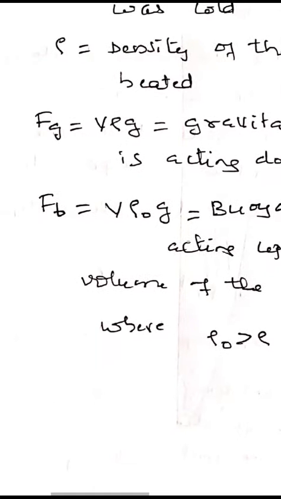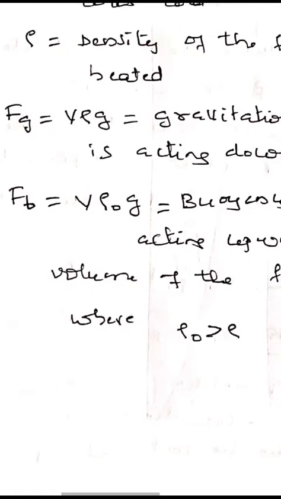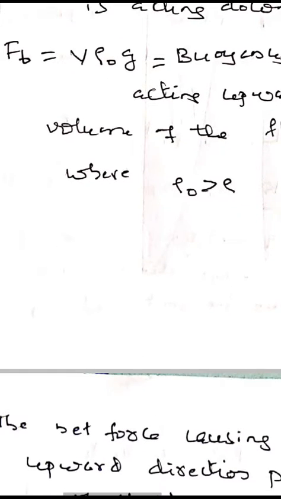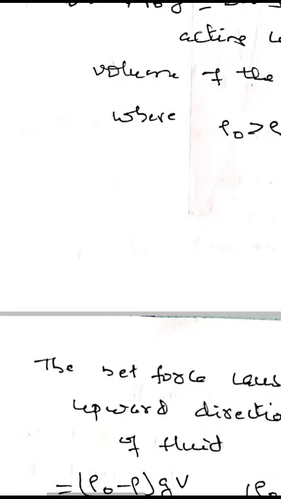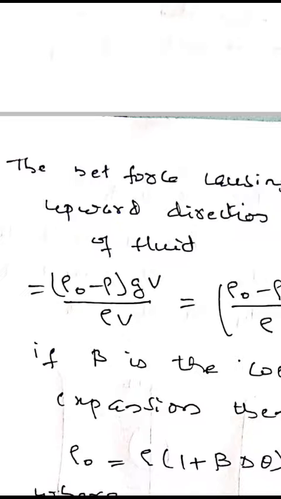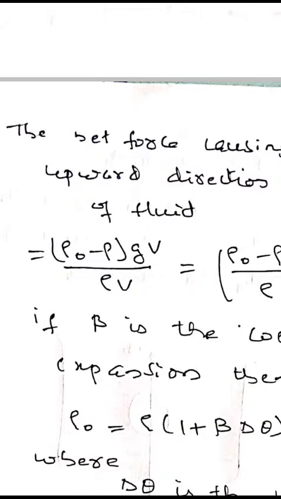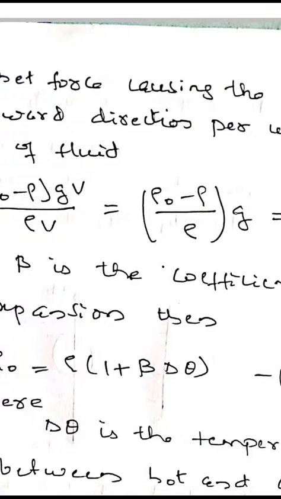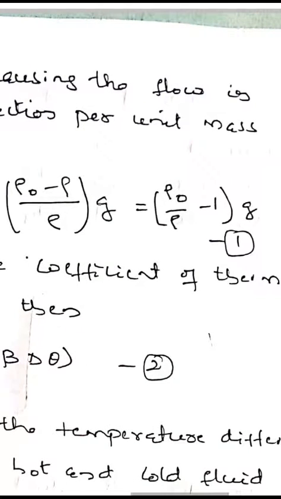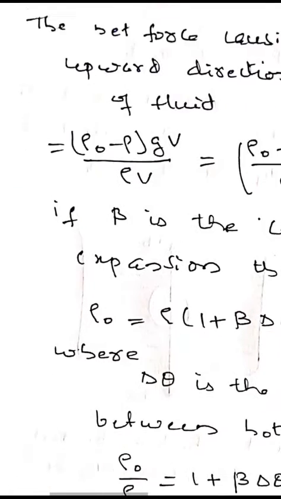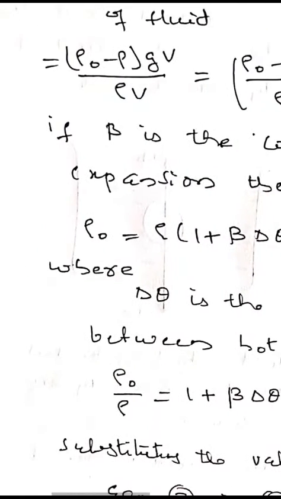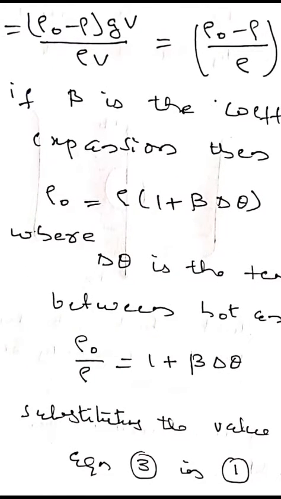So the net force acting on the fluid particle is equal to Fb minus Fg. It is equal to (rho_0 minus rho) g V divided by rho V, the net force per unit mass. It is (rho_0 minus rho) by rho into g, equal to (rho_0 by rho minus 1) into g. If beta is the coefficient of thermal expansion, then rho_0 equals rho (1 plus beta into delta theta).